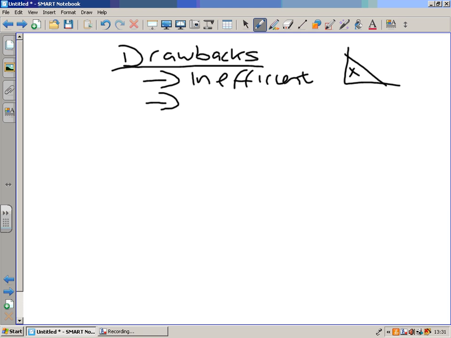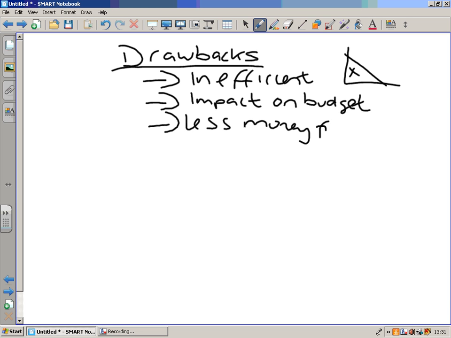Now, other drawbacks to it. You've got the impact on the budget. If people are unemployed, they're not paying income tax. That will mean ultimately there is less money for supply side policies. The government have less funds available to invest in education, healthcare, transport infrastructure in the country. So government spending will be impacted. If the government wants to maintain that government spending, it's likely they'll have a budget deficit because taxation receipts will start to fall.